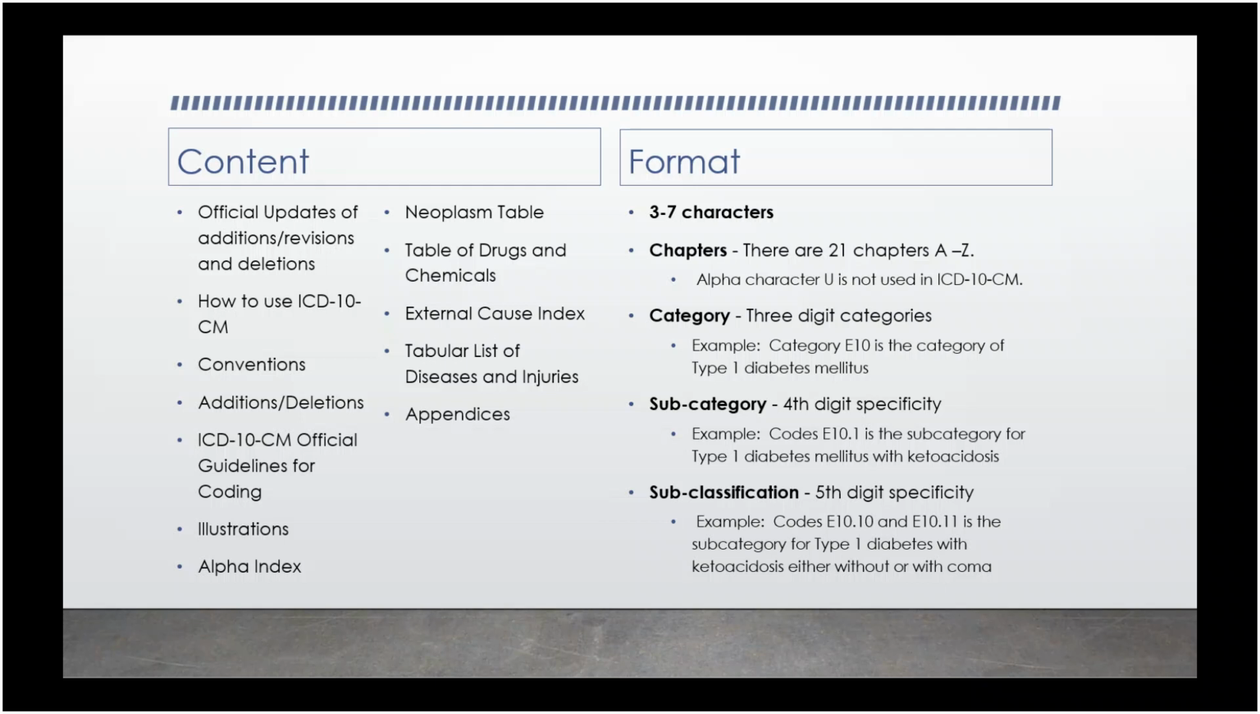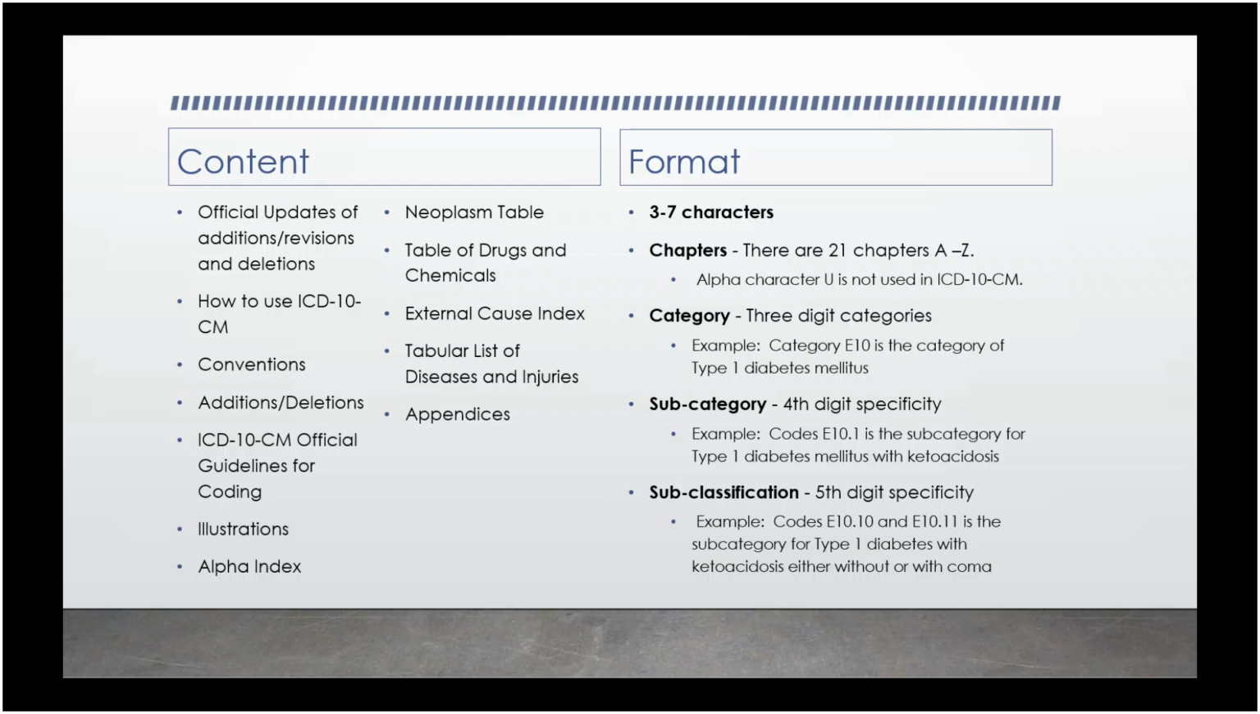Illustrations, we need those illustrations to determine the location of things, how the disease process may impact those different organs. Our alphabetic index, our neoplasm table, table of drugs and chemicals, external cause index, tabular list of diseases and injuries, and our appendices. Depending on which publisher you have, that's going to depend on how many appendices you have.